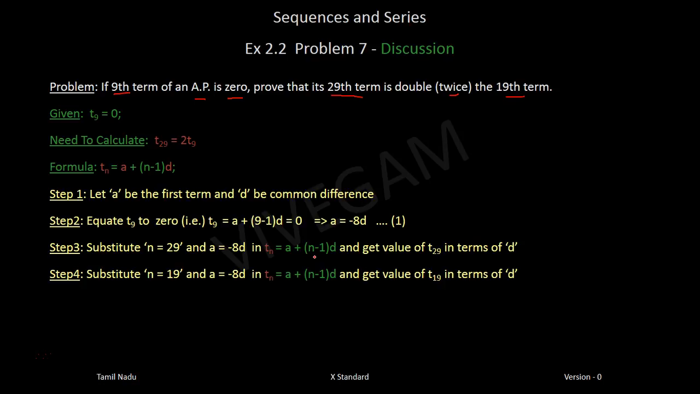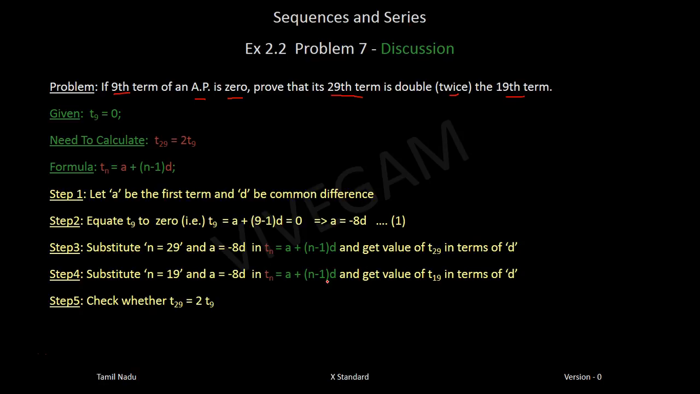Do the same for the 19th term also. So put n equal to 19 and a equal to minus 8d and get T19 in terms of d. Then check whether T29 equals 2 times T19. Let me clarify it here. Now you put a equal to minus 8d. When you put 29, it becomes 28d. So everything is minus 8d plus 28d, so it will be 20d.